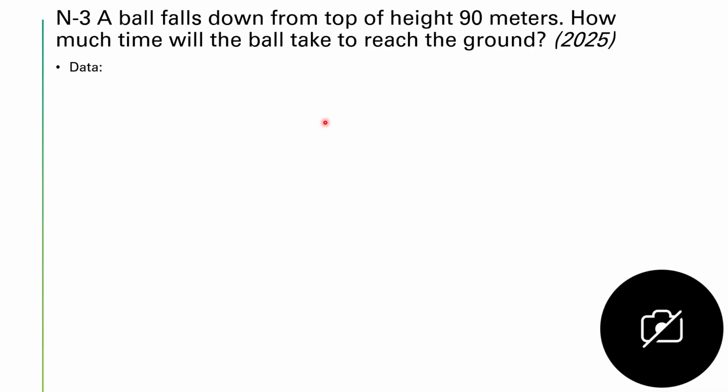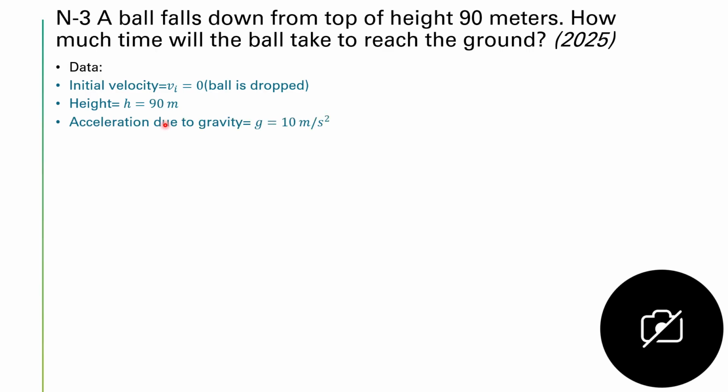Write down the side heading of data. Initial velocity is 0 because they gave us the condition that the ball falls down. Height is given, 90 meter. Acceleration due to gravity g is always equal to 10 meter per second square. Write down the side heading of solution.